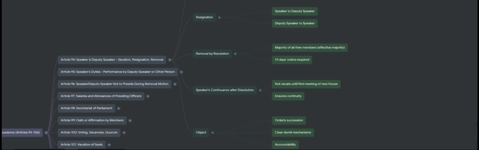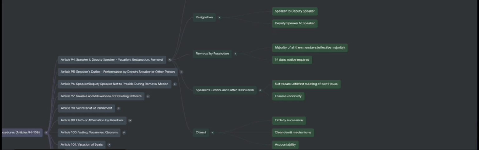Okay, that makes sense. Now, here's something that might surprise people. Even if the Lok Sabha is dissolved, the Speaker doesn't immediately pack their bags. They continue in office until immediately before the first meeting of the House of the People after the dissolution. So what does this continuity mean for the institution? Why keep the Speaker on?